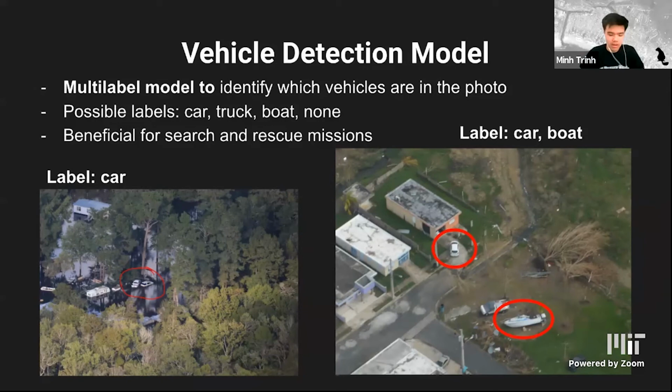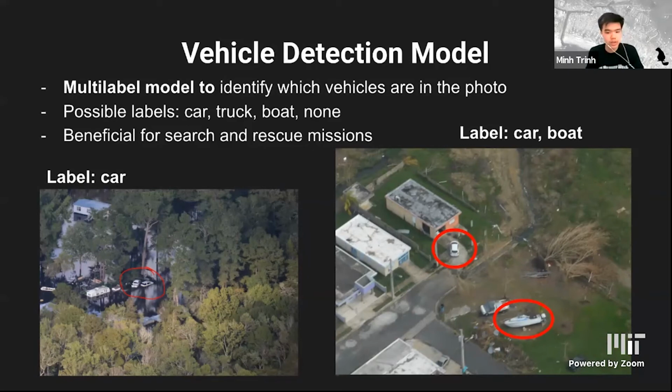Next, I created a multi-labeled model to identify what vehicles were in each of the photos. The specific labels the model was designed to identify were cars, trucks, boats, or no vehicles at all. Here are examples directly from the dataset.